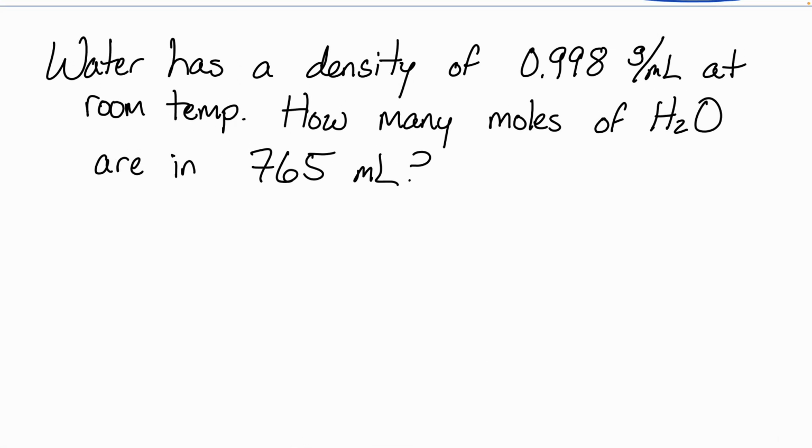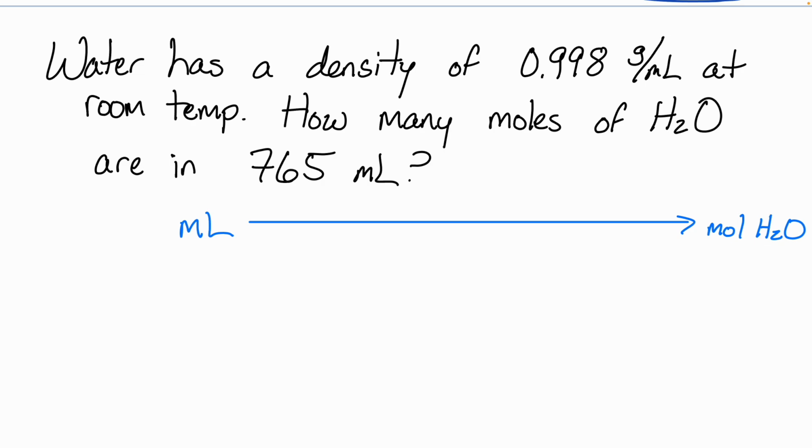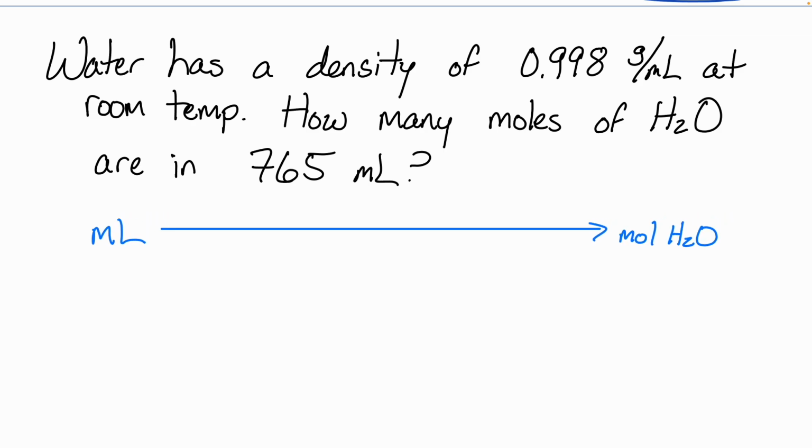All right, let's go for it. Let's try to map this first one out here. Where are we starting units-wise in this problem? 765 milliliters. So we have our volume. And what are we trying to get to at the end of this problem? How many moles of water? Okay, we have no way of jumping from milliliters to moles directly. We know how to get from particles or water molecules to moles, or grams to moles, but we can't get from volume to moles in just one shot here.